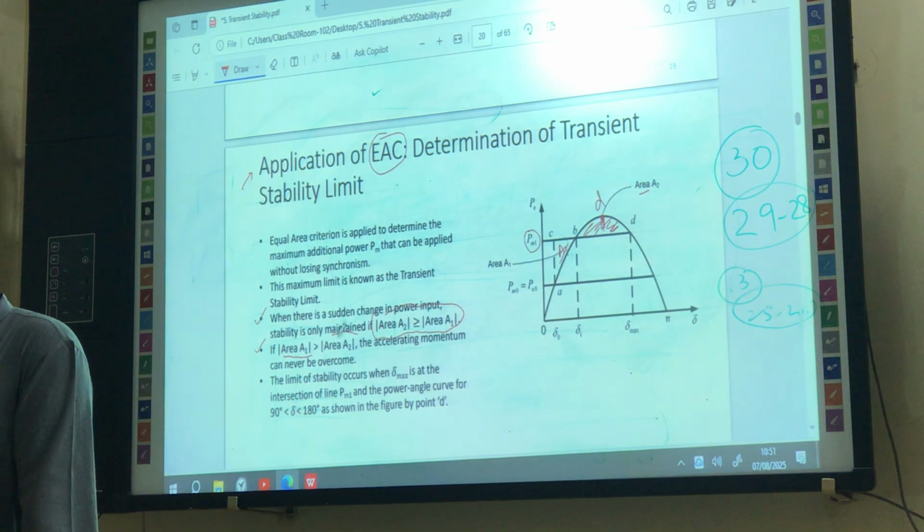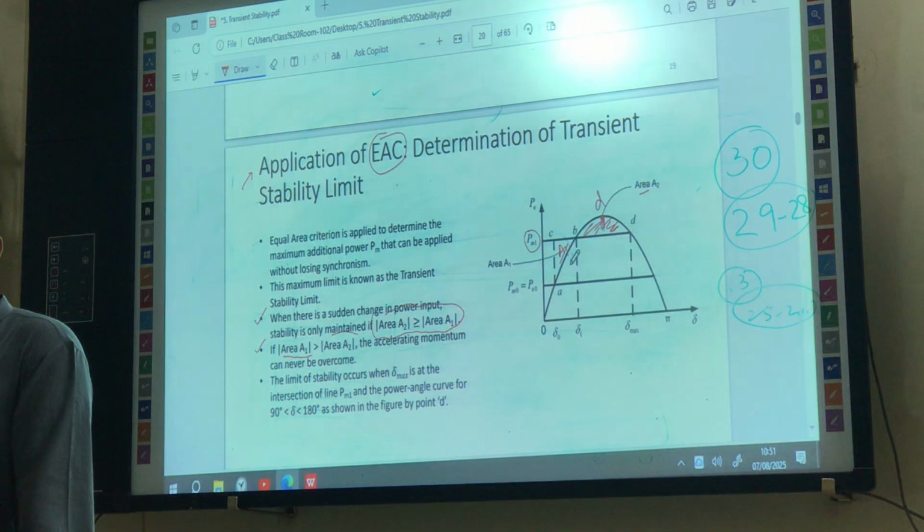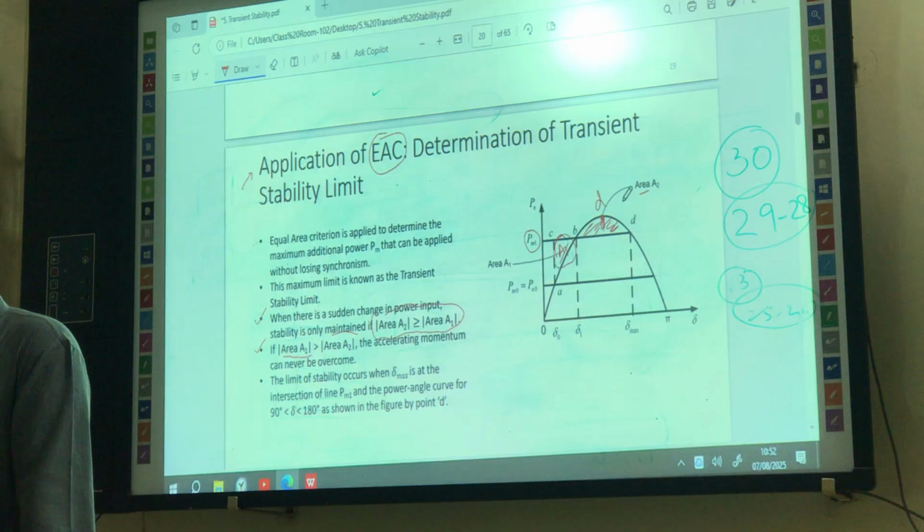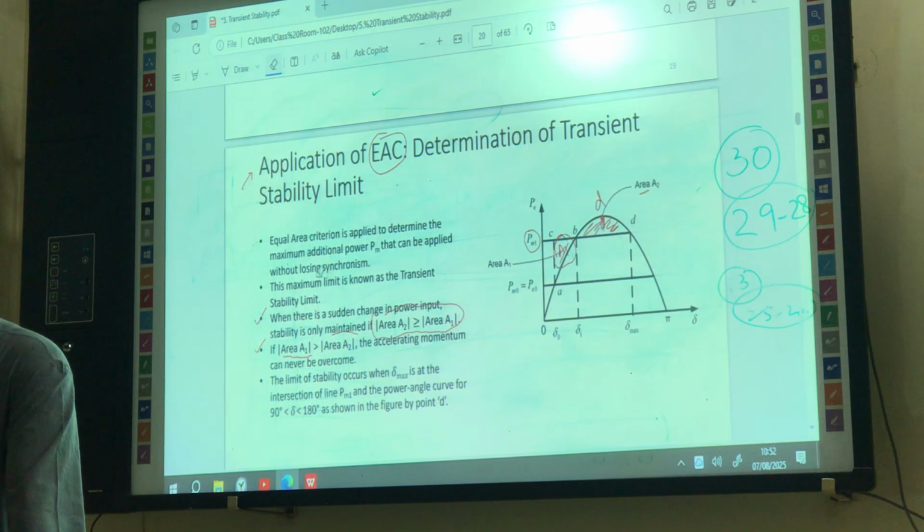And whenever this area A1 is higher than area A2, no matter what the scenario is, the system will be unstable because all the acceleration energy cannot be dissipated in the deceleration phase. Okay. Let me give you some examples. At that time, these two points will be clearer. So let me draw this picture.